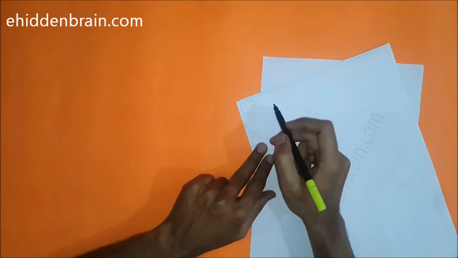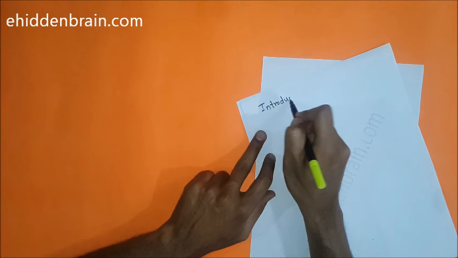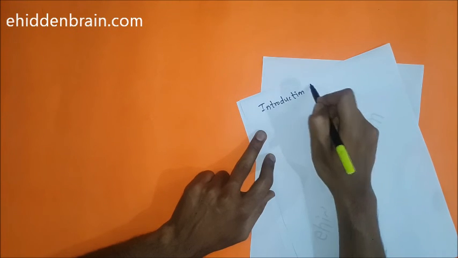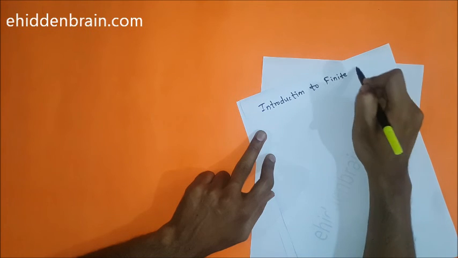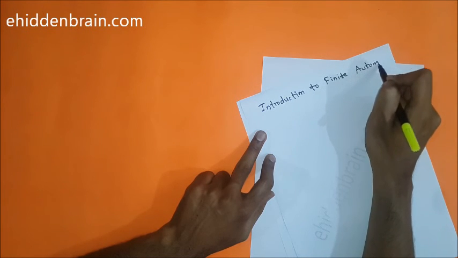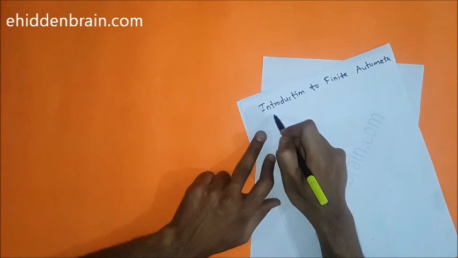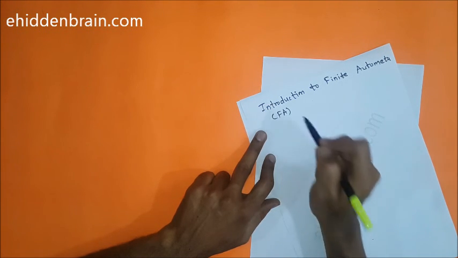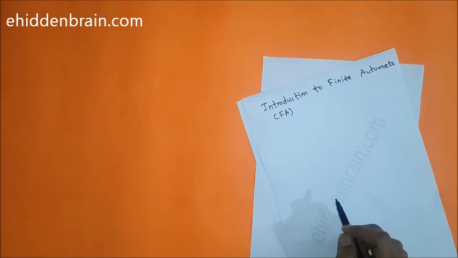We'll see today Introduction to Finite Automata. Finite Automata will be denoted by FA. FA is a short form of Finite Automata. Now let's see what is Finite Automata.